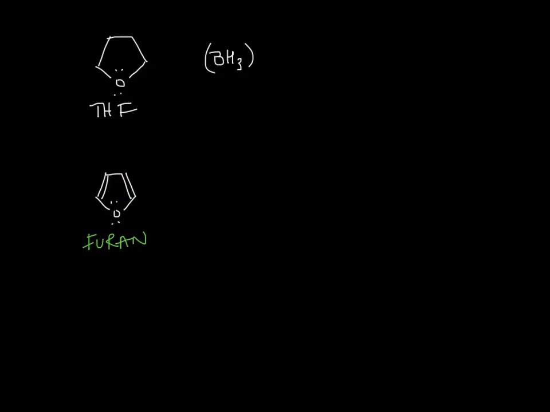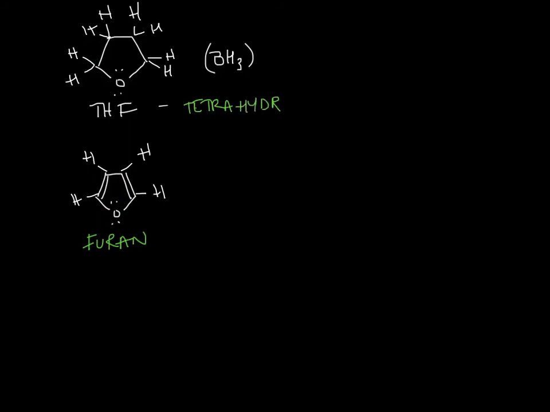You'll notice that the difference between these two molecules is that the one at the bottom has 4 hydrogens, and the one at the top, in the process of removing those double bonds, now has 4 more hydrogens. It has 8 total hydrogens. So what THF stands for is tetrahydrofuran. Tetra meaning 4, hydro referring to hydrogen because it has 4 extra hydrogens compared to furan. So that's where THF comes from.